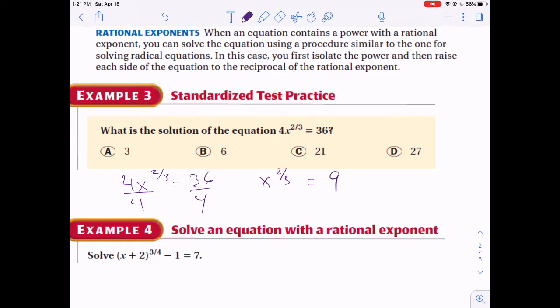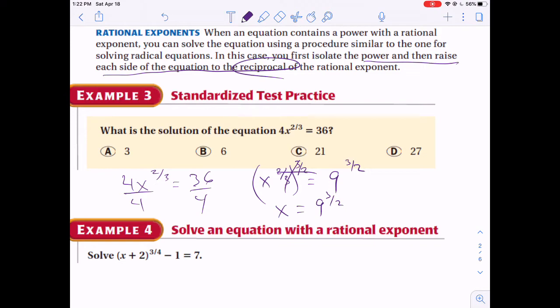Now, what that told you to do is raise each side of the equation to the reciprocal. Well, it's 2/3, so I do 3/2 on this side and 3/2 on this side. On the left, hopefully it's obvious to you now that we're basically canceling out the rational exponent, and all that's left is x. Wonderful. On the right, I still have 9 to the 3/2 power.